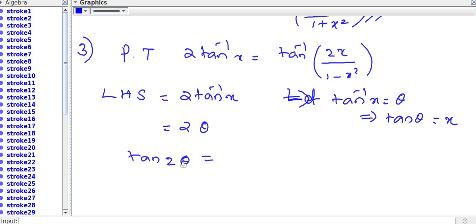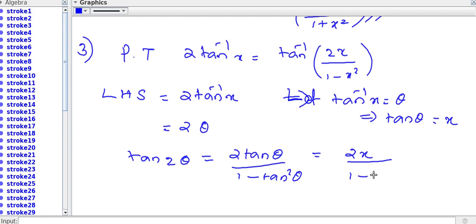We have a formula for tan 2 theta in terms of tan, because we know the value of tan here. What is tan 2 theta? 2 tan theta divided by 1 minus tan square theta, right? Now we know the value of tan theta, so it is equal to 2x divided by 1 minus x square. So this is tan 2 theta. So what is 2 theta?